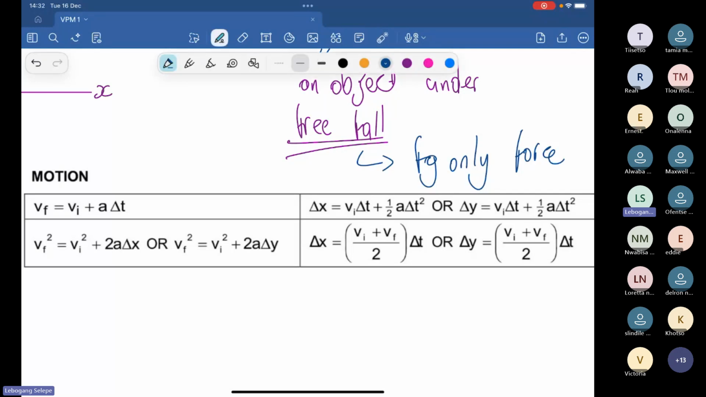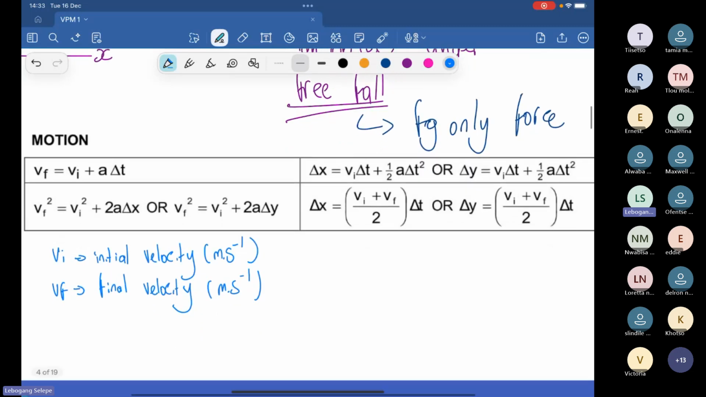All right, so now here are the equations of motion, guys, from grade 10. You're already familiar with these, right? I want you to notice that there are only 5 variables here. The variables are V initial, which is the initial velocity in meters per second, and VF, which is the final velocity, in meters per second as well.